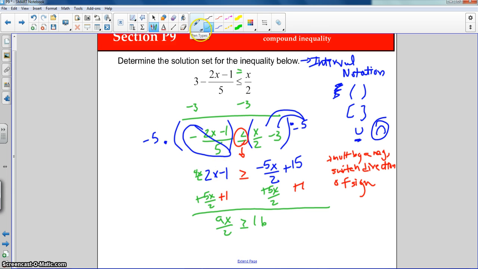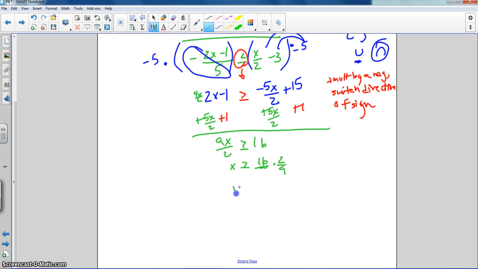And then I can divide as normal. So since this is positive, I do not need to switch the signs. So I have x is greater than or equal to 16 times 2 over 9. So what do I get out? I get x is greater than or equal to 32 over 9, I think, if I'm doing my arithmetic correctly. Verify by a calculator, just to make sure.